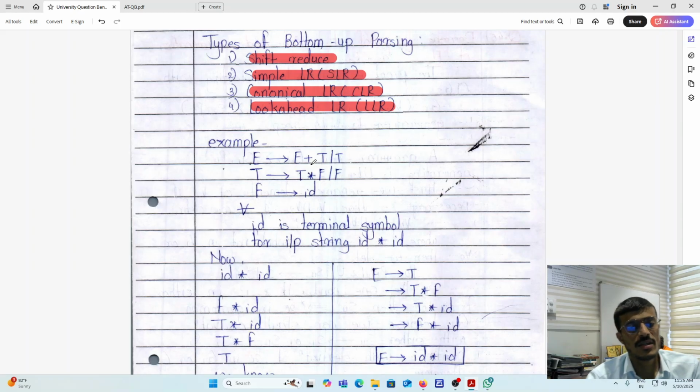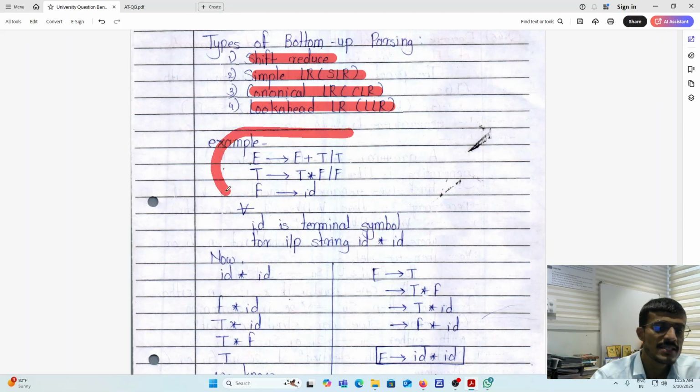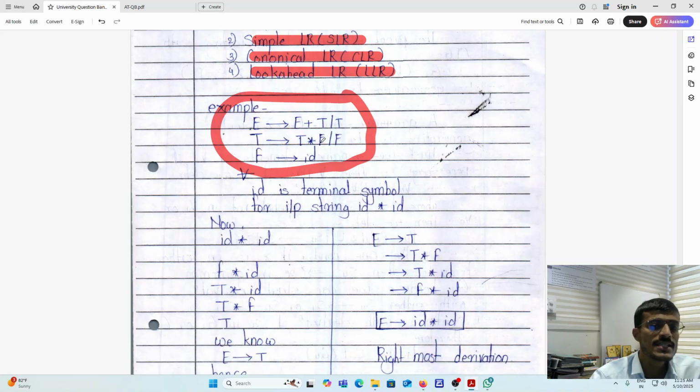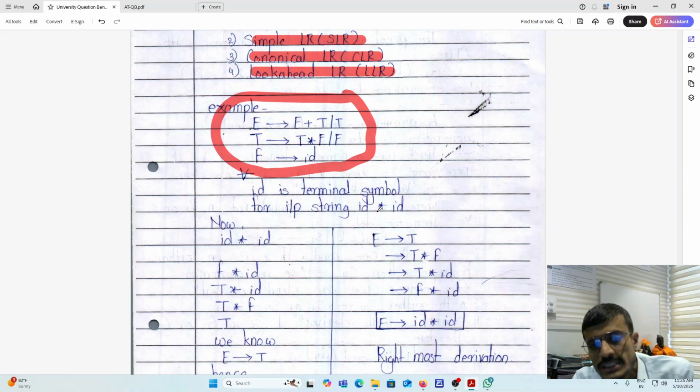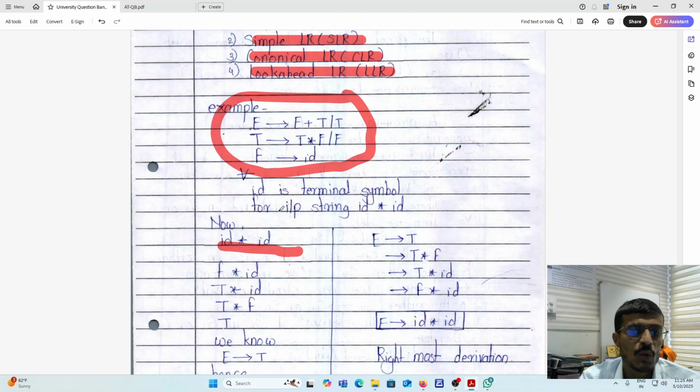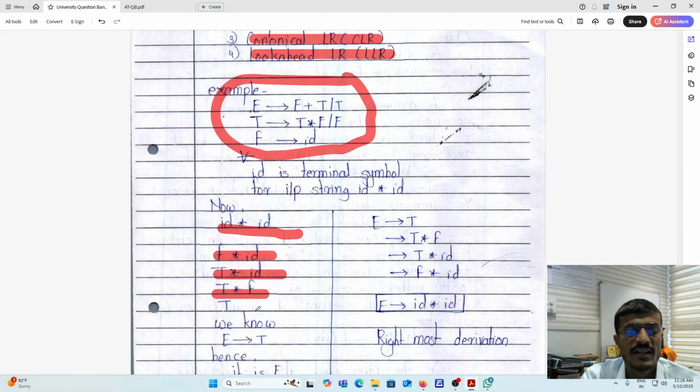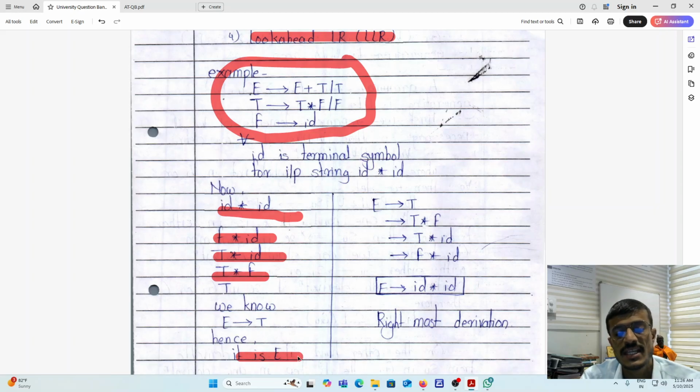So examples: if you see this example given to you, E tends to E plus T or T, T tends to T star F or F, F tends to ID. ID is the terminal symbol. For input string ID star ID, what we can do? We can take here F star ID, then we can take T star ID, and then T star F, T, we know E tends to T, hence it is E.